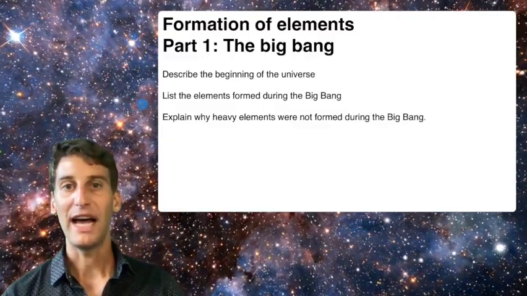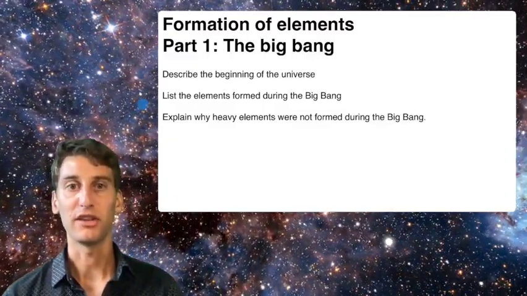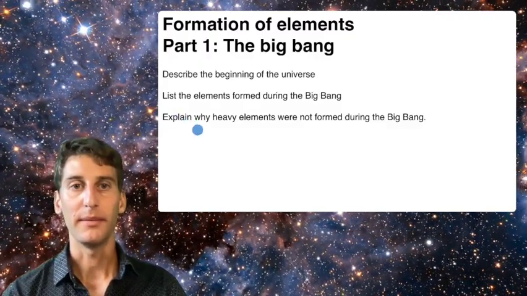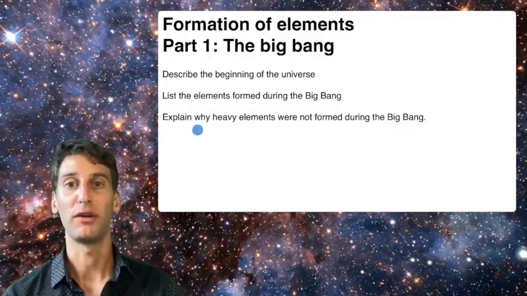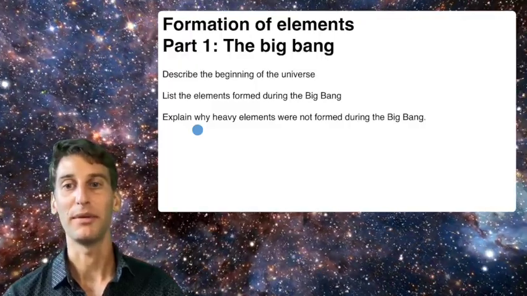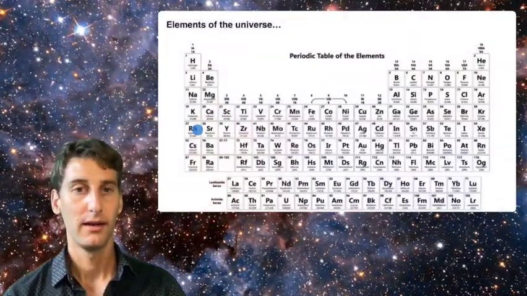So first we'll talk about what happened at the Big Bang, and we will talk about the elements that were formed during this process. And as you're reviewing this, pay special attention to why heavy elements were not formed during this time. This has major implications for life as we know it and Earth as we know it.